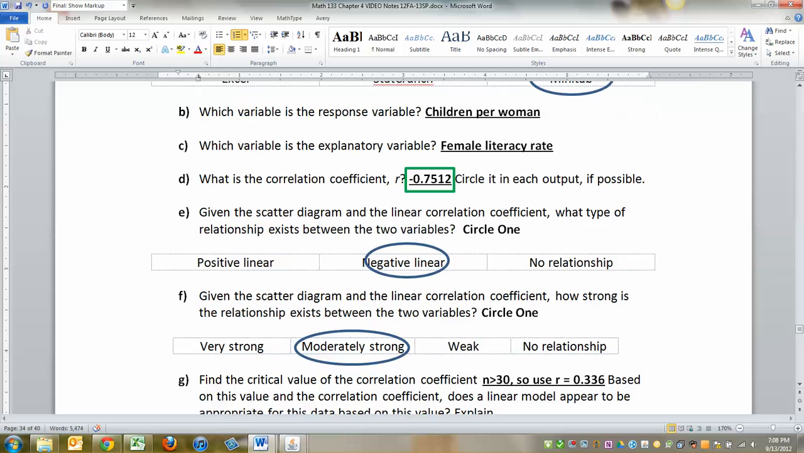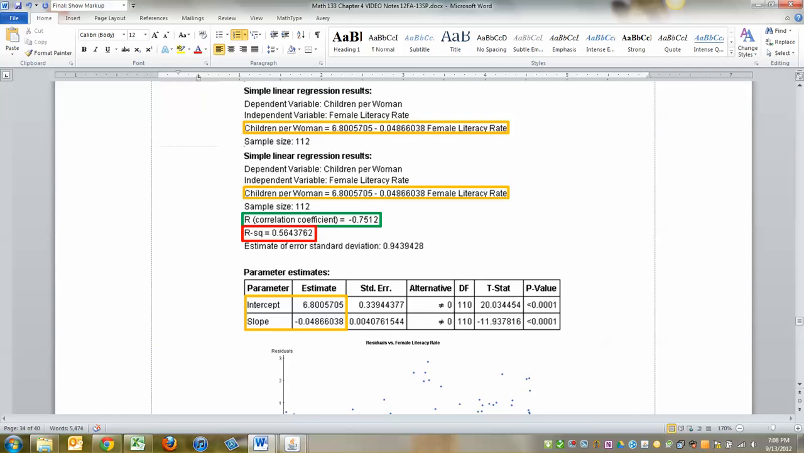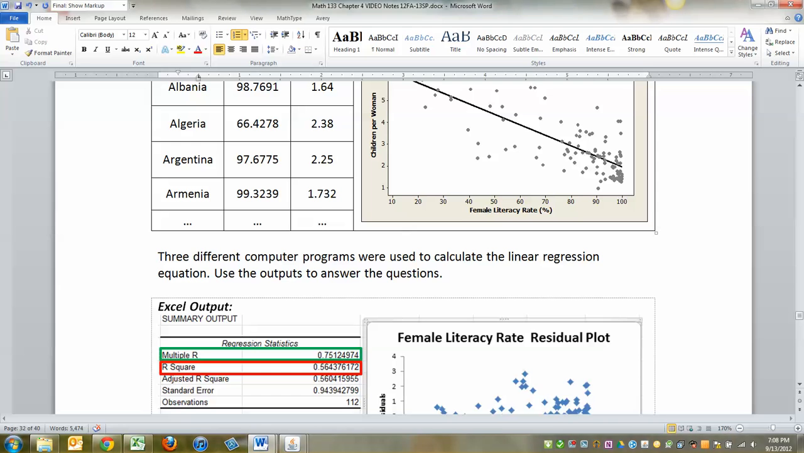Speaking of which, what kind of relationship is there? Well, it's negative, right? It's a negative linear relationship. Of course, because R is negative, but also because you have a negative slope to this regression line here.